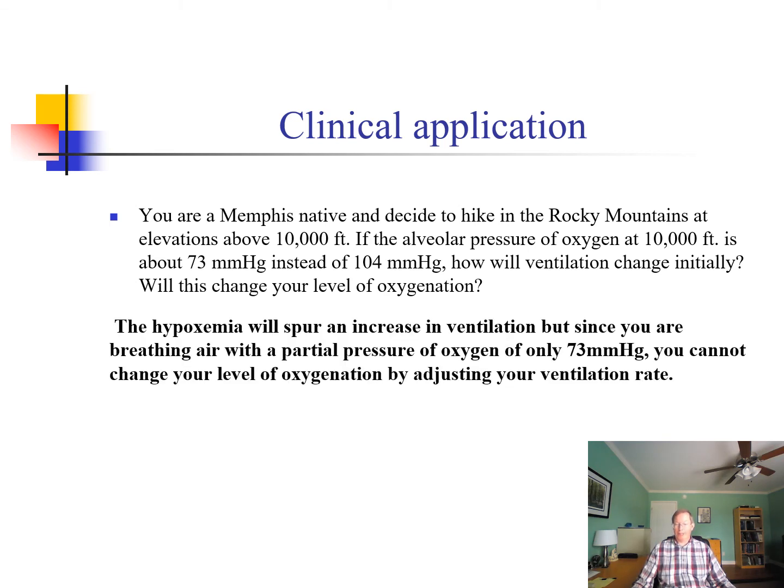So remember I said that the low oxygen level in the blood will cause an increase in the ventilation rate. Now, this is really prominent when you get down below 60, but it will happen even between 60 and 100. And so you'll actually start to breathe a little more rapidly, but will it change your level of oxygenation? No, in this case, you're breathing fine. You're breathing the number of times that you need to. The problem is that the partial pressure of oxygen is lower at the elevated levels.